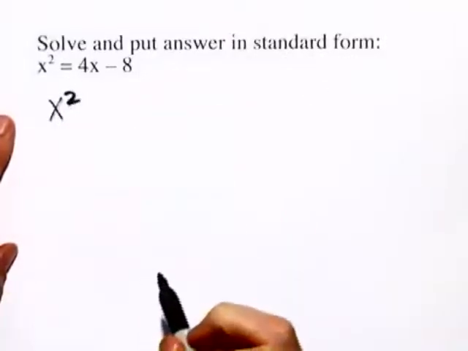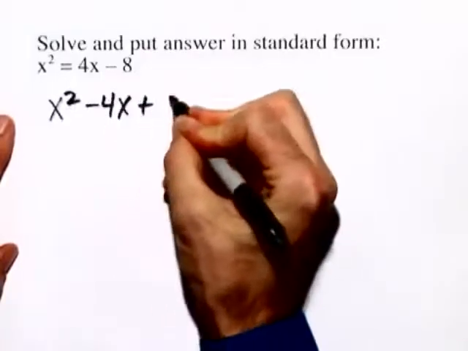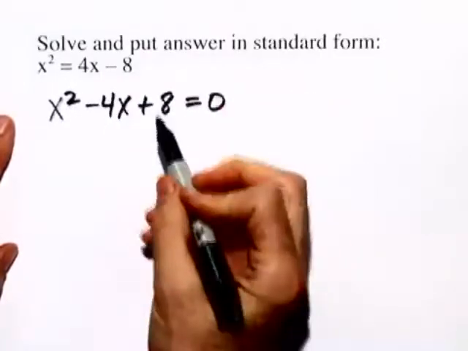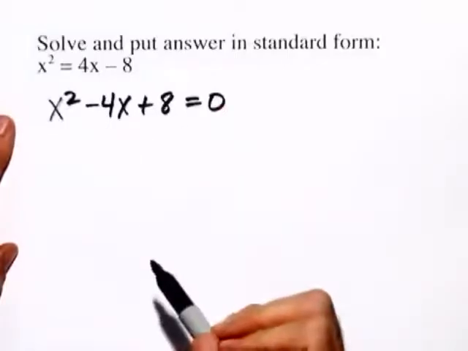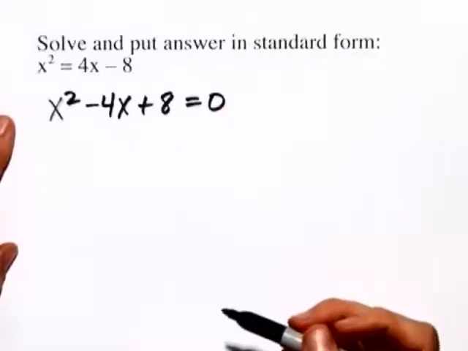First thing we do to solve a quadratic is set it equal to 0. So bringing the positive 4x and negative 8 over, we'll have x squared minus 4x plus 8 equals 0. This won't factor because we cannot find two numbers who multiply to get 8 and add to make 4, or negative 4. So what do we do?